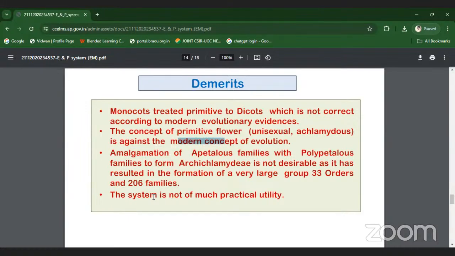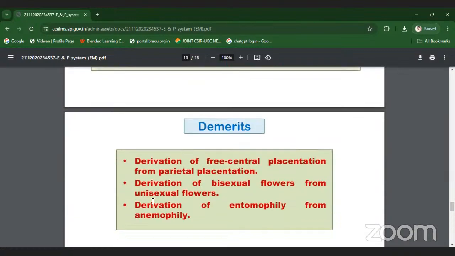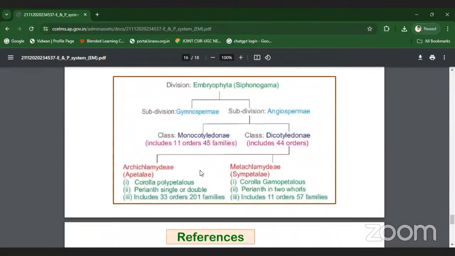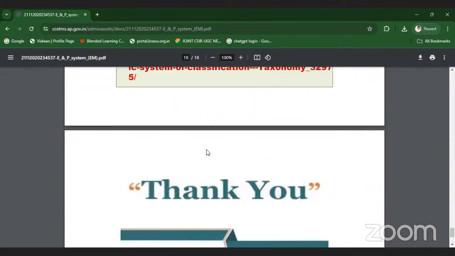That's why most followers follow the Bentham and Hooker classification. Also the derivation of free central placentation from parietal placentation, the derivation of the bisexual flower from the unisexual flower, and the derivation of entomophily from anemophily. These are all demerits, and they are not clearly justified. Draw only this table in the examination and explain it one by one. Write the merits and demerits. Next one.